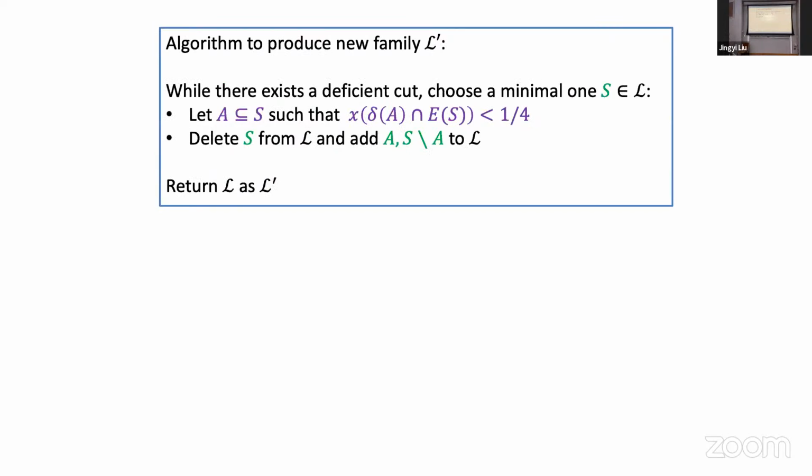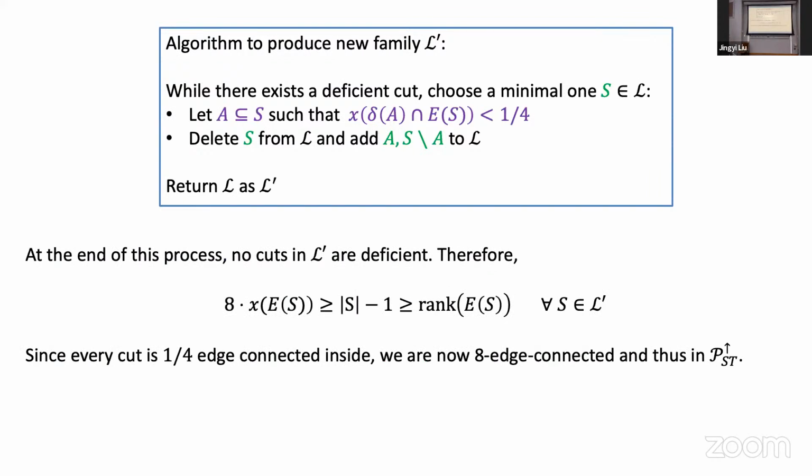Okay, so this is the algorithm, and certainly it terminates, because we keep deleting sets and adding their children, and we're going to get a family which is not deficient. So none of the cuts will be deficient. And that means that if we scale the edges inside every set by a factor of 8, we're going to have at least the size of S minus 1 edges inside. This is because inside every cut we're a quarter edge connected because we're not deficient. So if I scale by a factor of 8, we're now 2 edge connected. And remember from the beginning, this says that we're in the dominant of the spanning tree polytope.